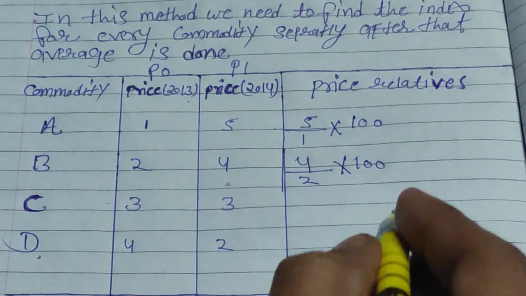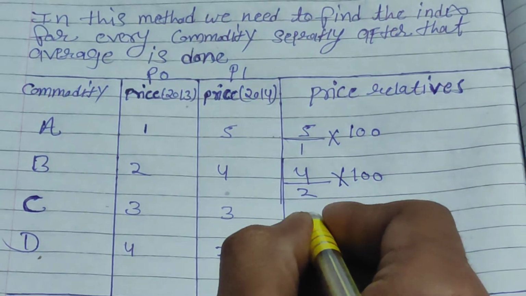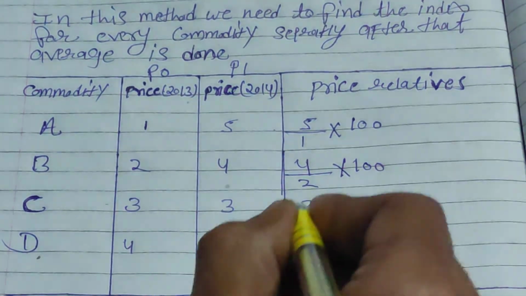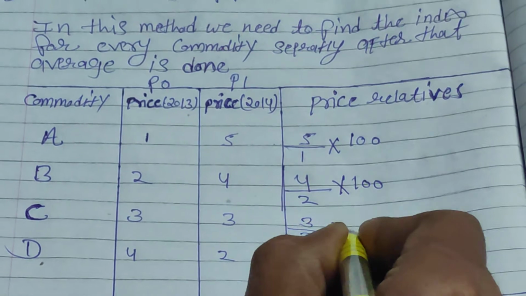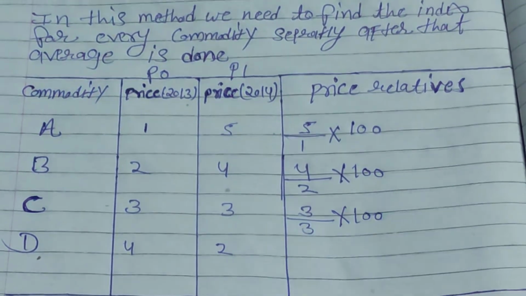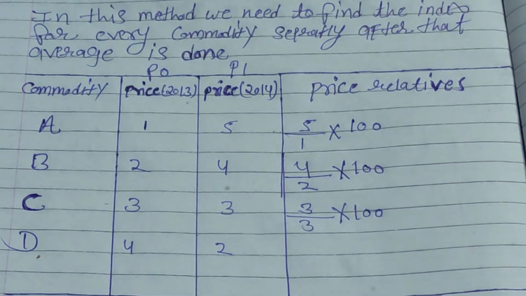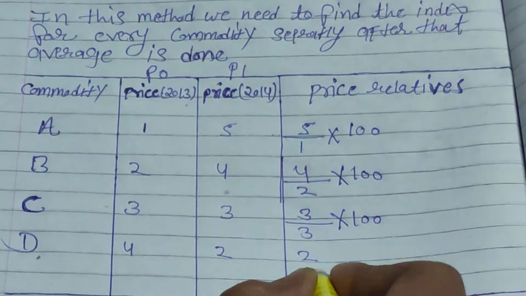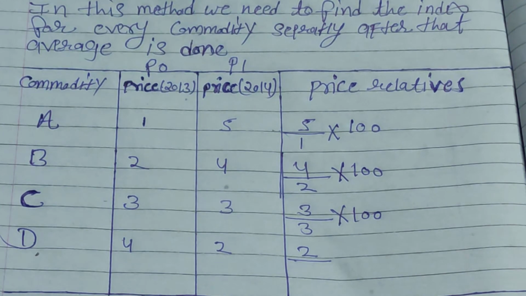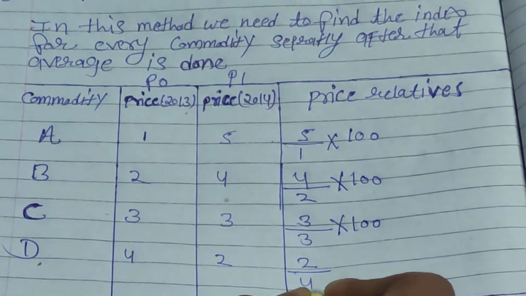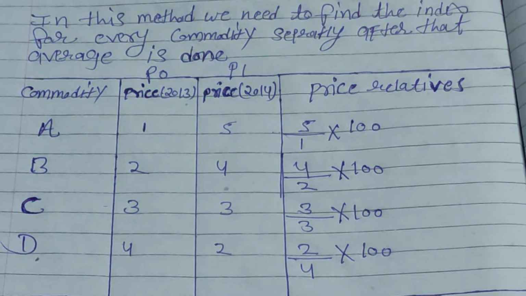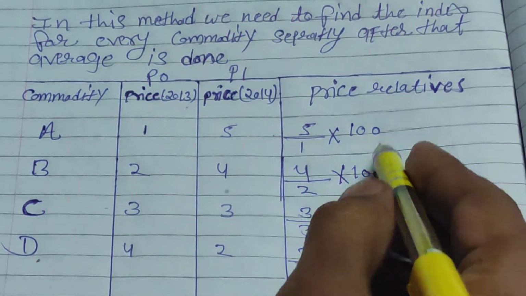Commodity C, P1 here is 3 and P0 here is 3, into 100. Commodity D, P1 here is 2 and P0 here is 4, into 100. So now calculate this.